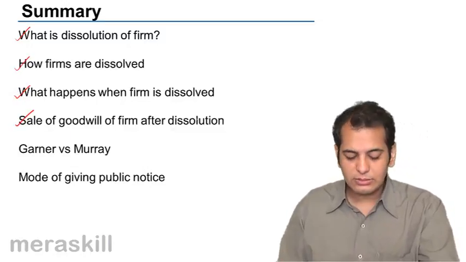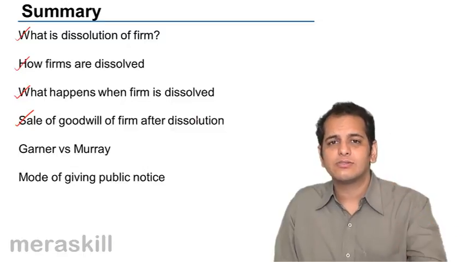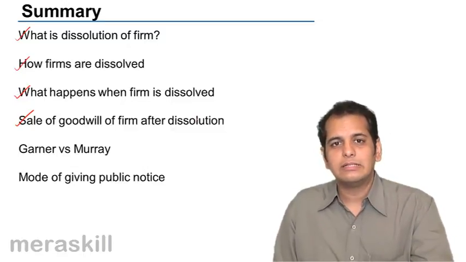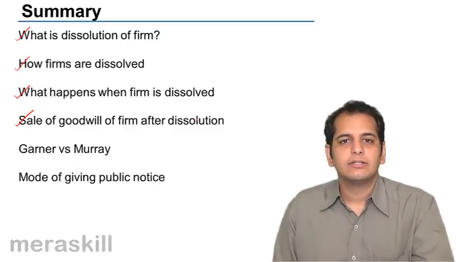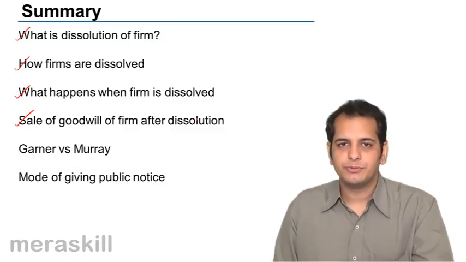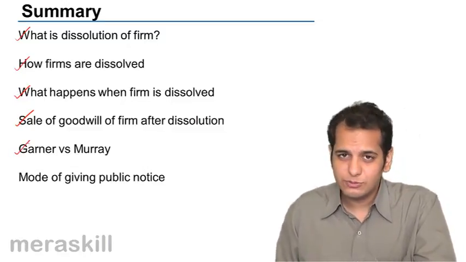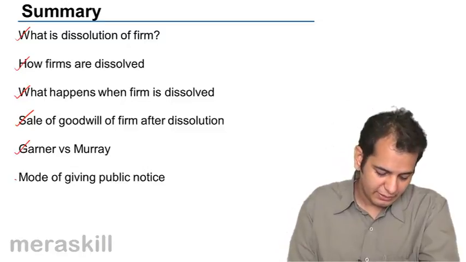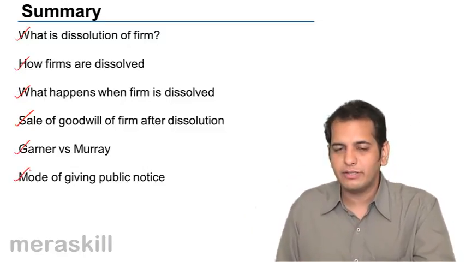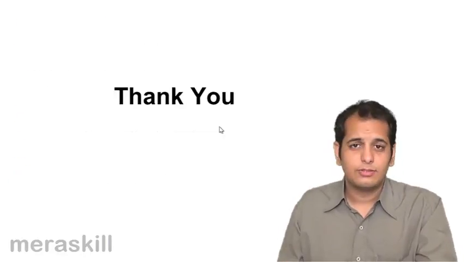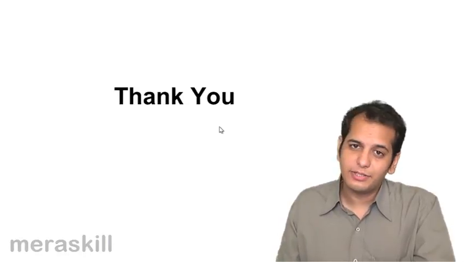We did not discuss the goodwill of the firm because we have already discussed the sale of goodwill when we were discussing the partnership property in the previous videos. Then we saw what was the Garner versus Murray rule, and finally how a public notice is given, what is the mode of giving public notice. So with this, this chapter on Indian Partnership Act 1932 comes to an end.